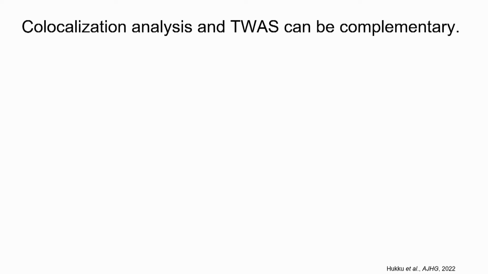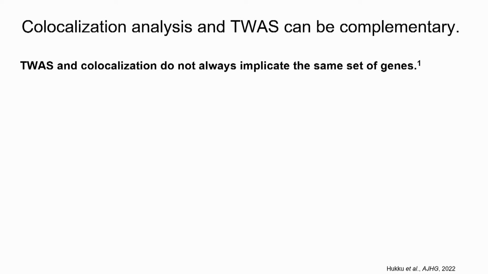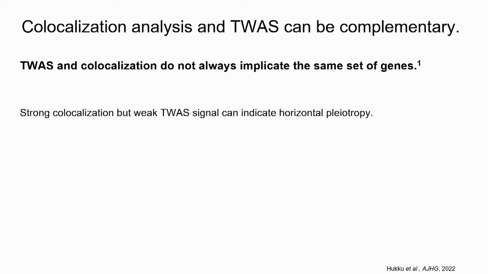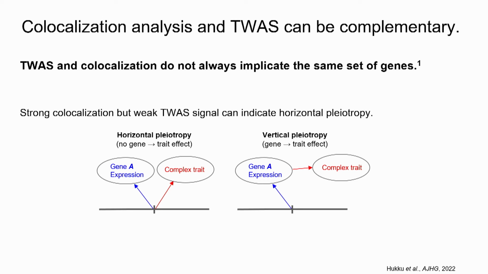Recent work has found that these two types of analyses can be complementary when applied to the same data. In particular, they don't always implicate the same set of genes as causal. And there are certain underlying biological factors that can explain this. For example, if you have a strong colocalization but weak TWAS signal, this can indicate the presence of what's called horizontal pleiotropy. So we have here on the left what horizontal pleiotropy looks like, where you don't actually have that arrow from your gene expression to your complex trait, so this is not a causal gene. Meanwhile, we're looking for cases like on the right where you have vertical pleiotropy, where you do have that effect.